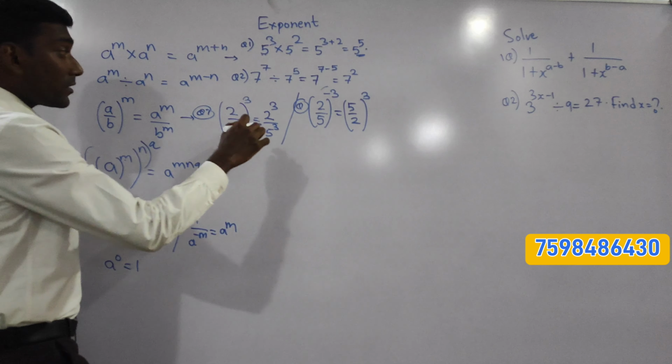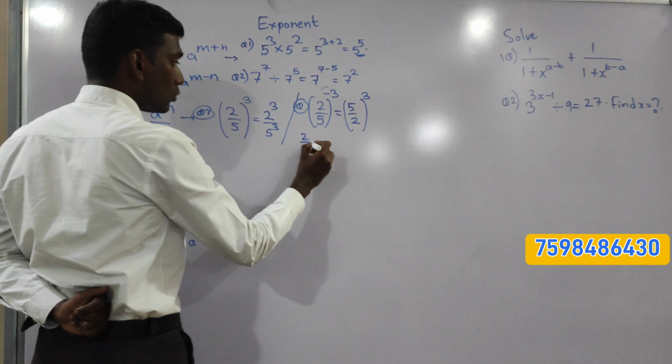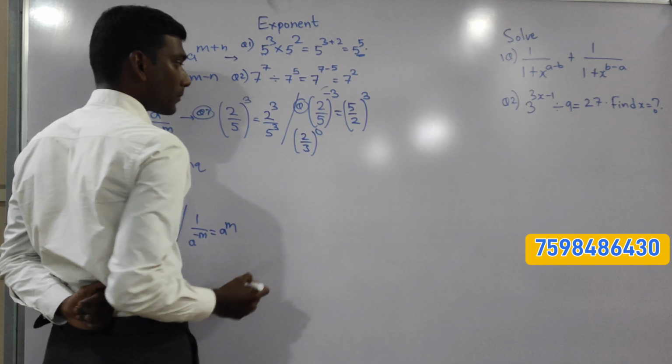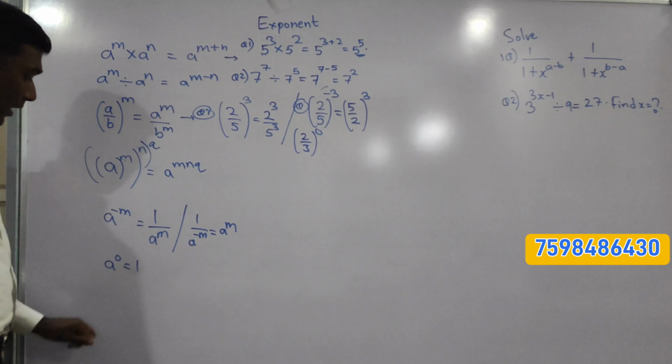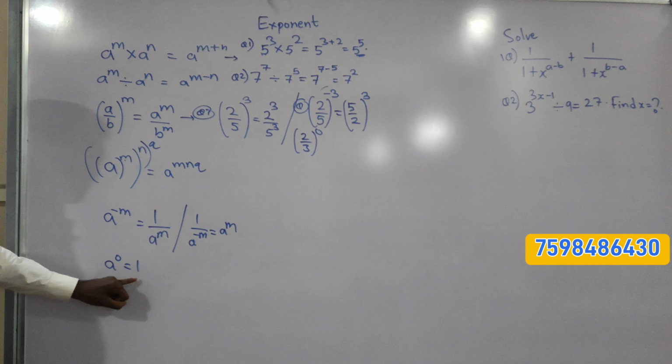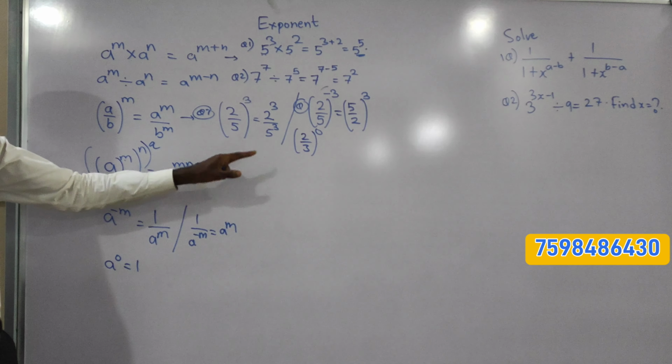Okay. Now suppose the same question is like this, 2 by 3 to the power of 0. I told you anything to the power of 0 is 1. So the answer is directly 1.